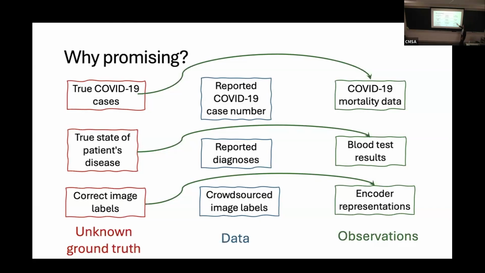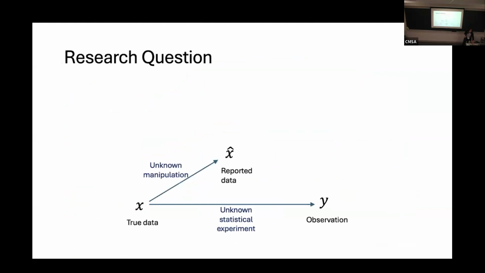And even if we don't know the exact relationship between what we observe and the underlying ground truth, we know that they're statistically related. So the question for us is whether we can tap into the unknown statistical relationship to be able to say something about the reliability of the data that we collected. So we try to initiate this research question.